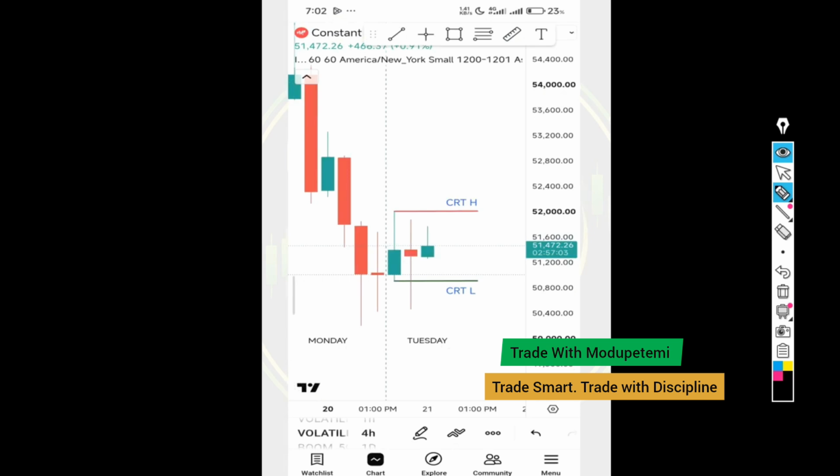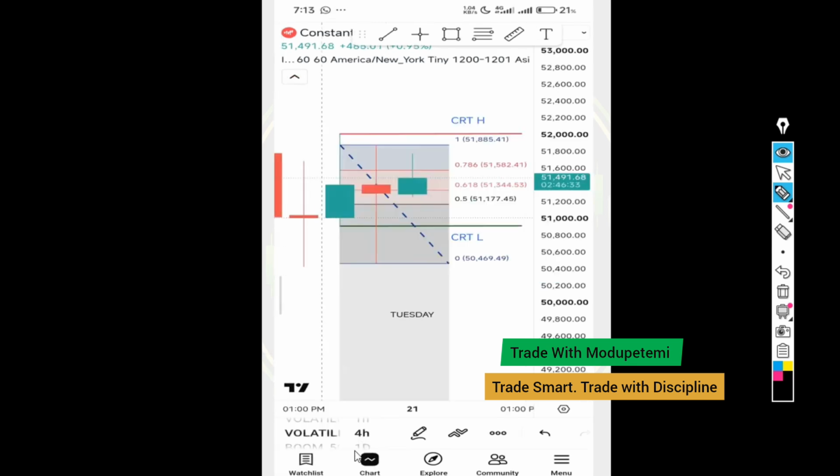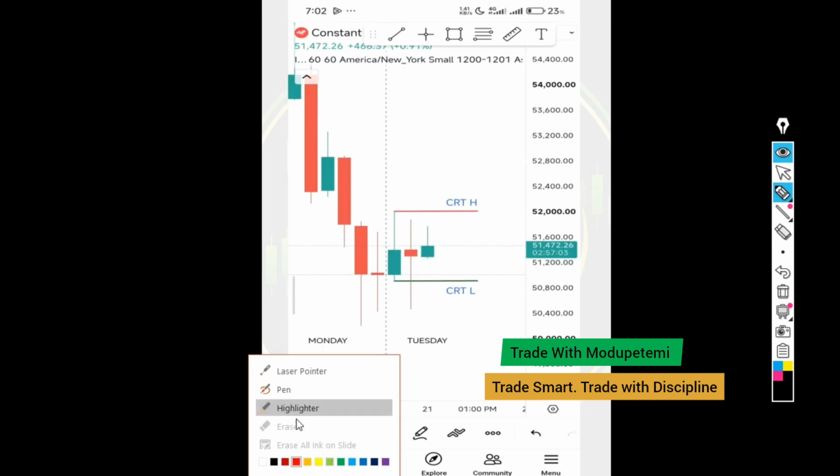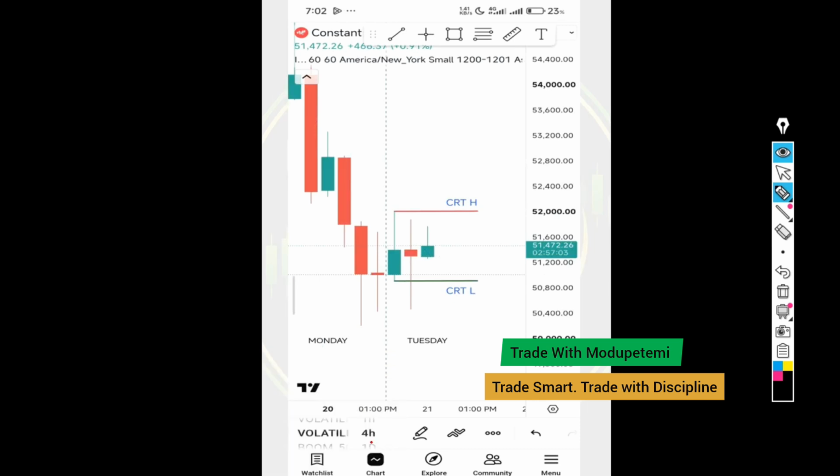So looking at the CRT now, first and foremost, if you want to trade the CRT, you need to start from your higher time frame. As a trader, you need to work with three higher time frames. You can see this is my 4 hours time frame.